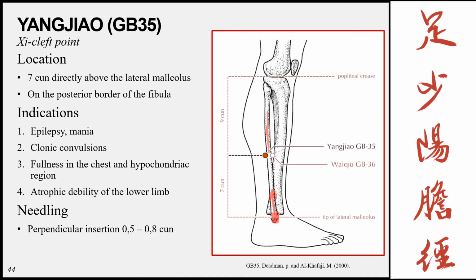The indications for this point: it can be used for epilepsy, mania, clonic convulsions, fullness in the chest and hypochondriac region, and atrophic debility of the lower limb. Insertion is perpendicular, 0.5 to 0.8 cun.